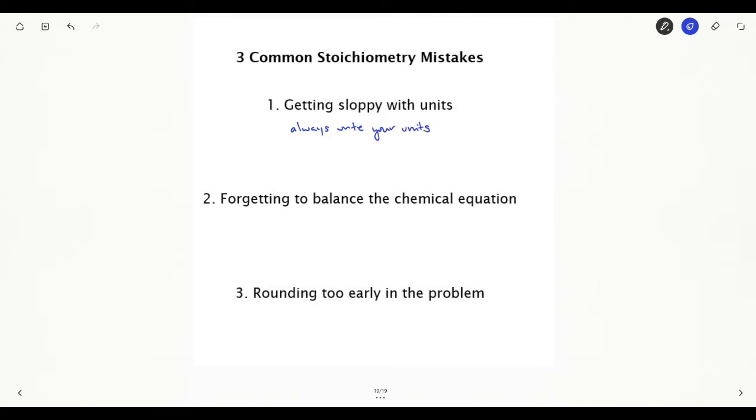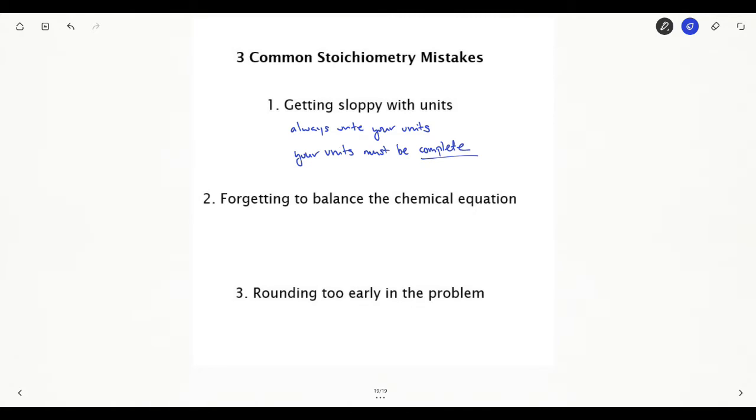Another place where I see students getting sloppy with their units is they might write down moles, but they don't say moles of which molecule. Now, when you're doing stoichiometry, you have moles in several different places. If you don't know if that's moles of water or moles of carbon dioxide, you don't know which number to use. So make sure your units are not only written down, but that they are complete. Trust me, you will save yourself so much frustration if you just write your units down.